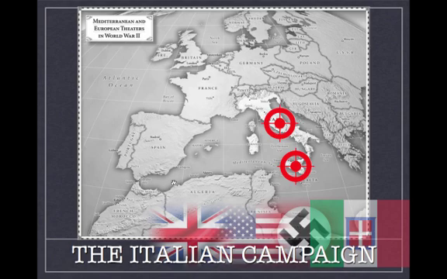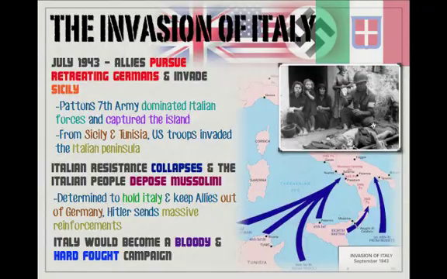So, as makes the most logical sense, the troops are over in this area for them to make that jump into Italy. So, the invasion of Italy. July of 1943, Allies pursue retreating Germans and invade Sicily. The Italian army was also seen as not as strong as the German forces, so it seemed like it could be, again, an easier task for the U.S. troops to tackle. Patton's 7th Army dominated Italian forces and captured the island.